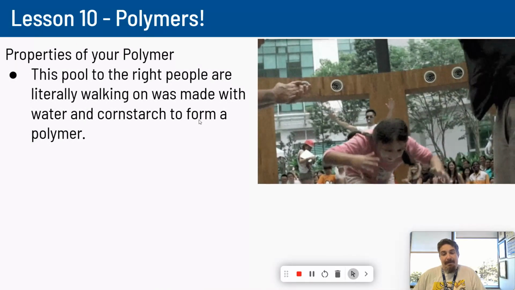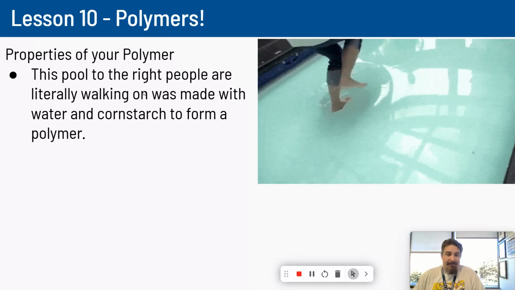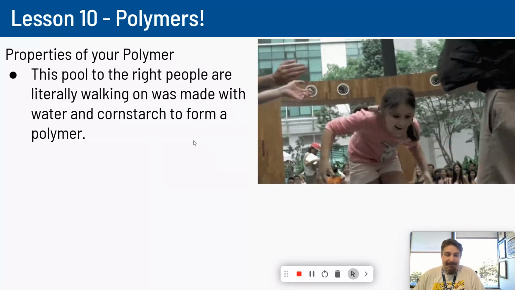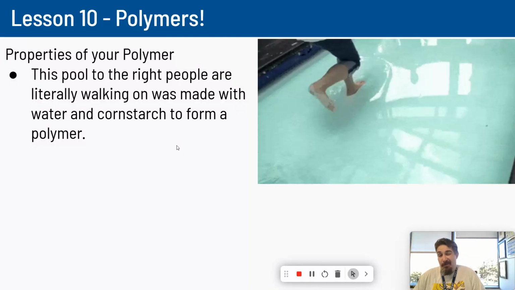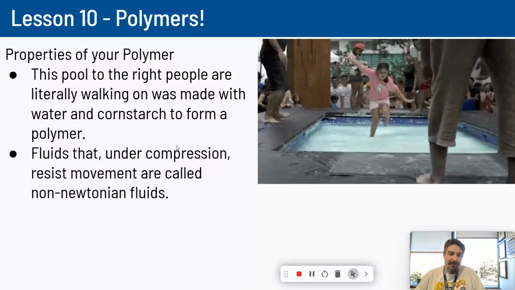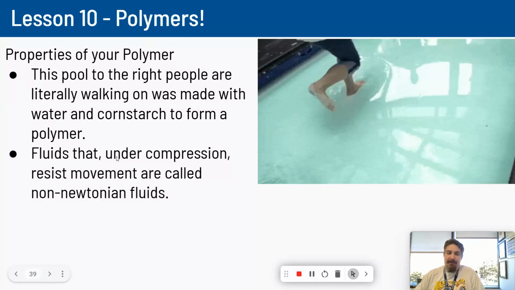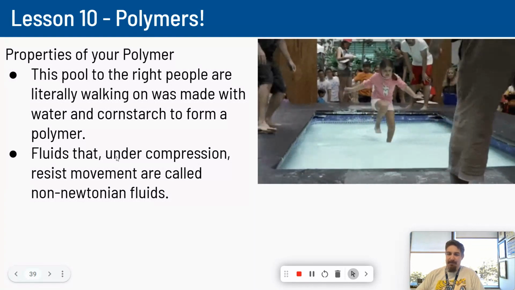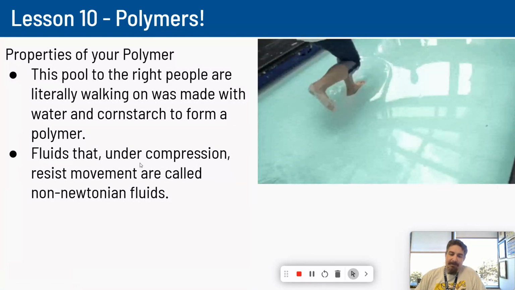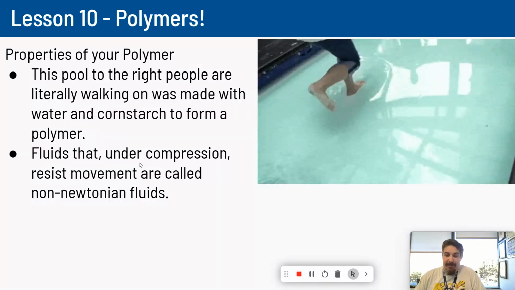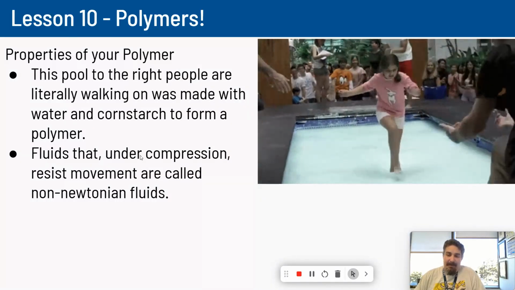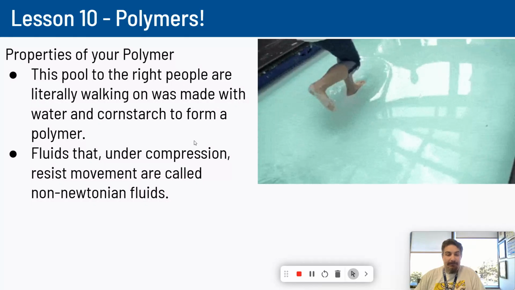Now, when we go back to thinking about your polymer, this pool in our little GIF here that these people are literally walking on was made with water and cornstarch to form a polymer. These fluids that under compression resist movement are called non-Newtonian fluids. These are fluids, liquids, that don't act like what you think of when you think of regular liquids like water.